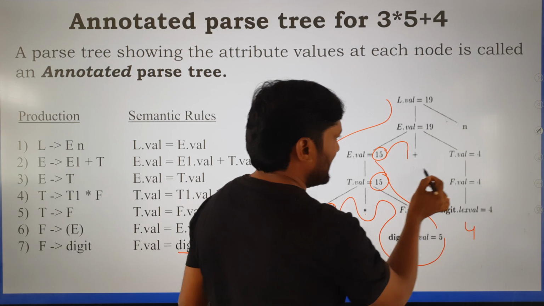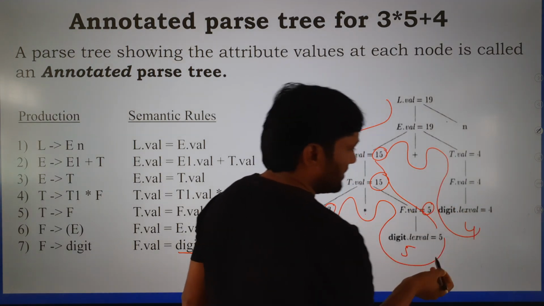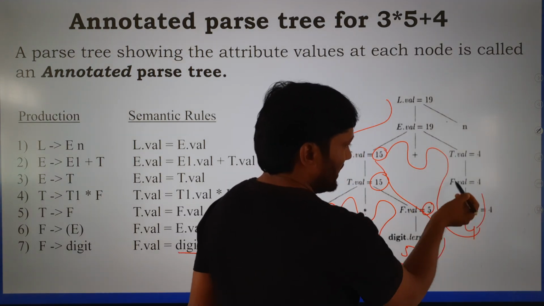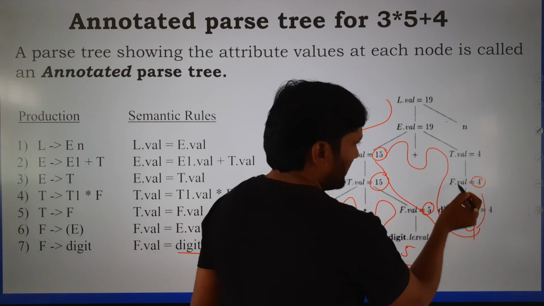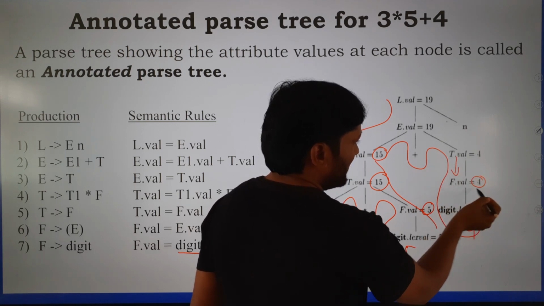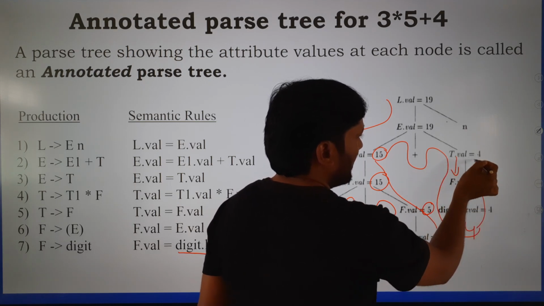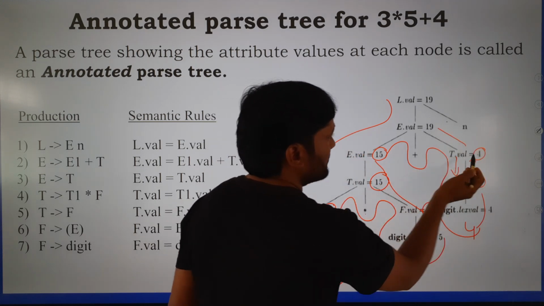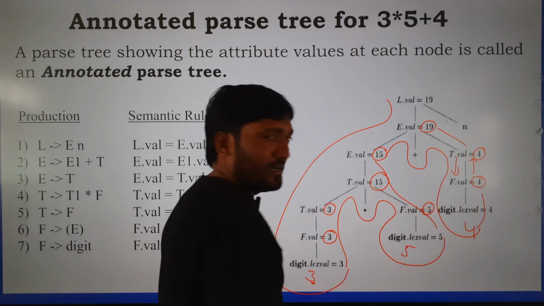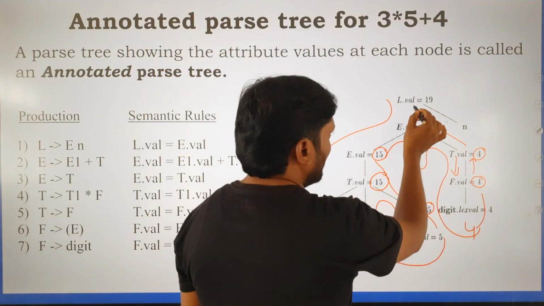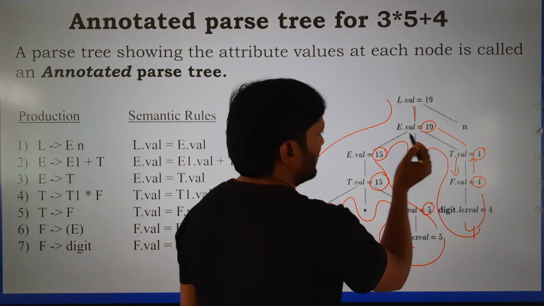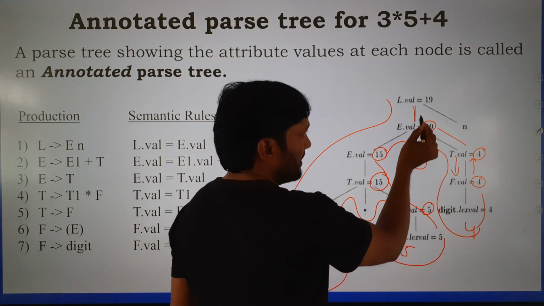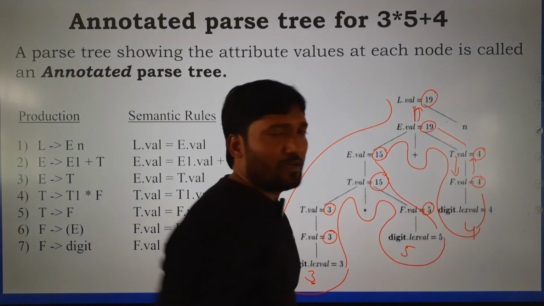Now come to here, plus. Okay, now come to here. What is the digit dot value here? 4. Okay, F dot value becomes 4. Okay, so what is the T dot value? F dot value is 4, then automatically T dot value becomes 4. Now there is a plus operator, 15 plus 4. What is 15 plus 4? 19. Okay, and then L dot value is E dot value. If the E dot value is 19, then automatically L dot value becomes 19.